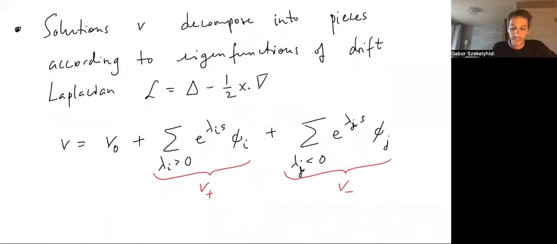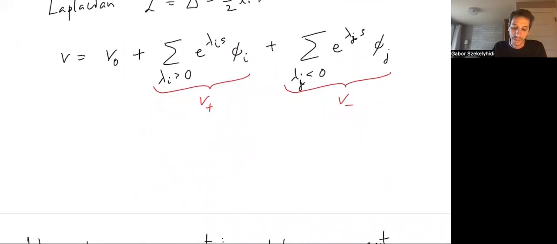It turns out, and this is a very general fact for these linear heat type equations, that we can decompose V into three pieces. There's a static term, which does not change in time. There's a term that collects all the pieces that grow exponentially in time. And then there's a term collecting the pieces that decay exponentially in time. So I'll call these V0, V plus, and V minus.